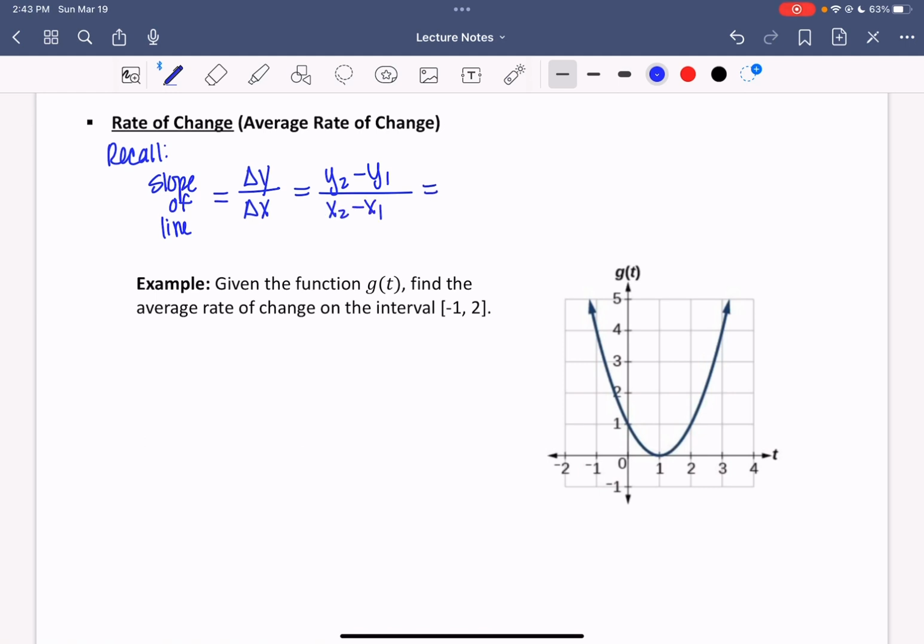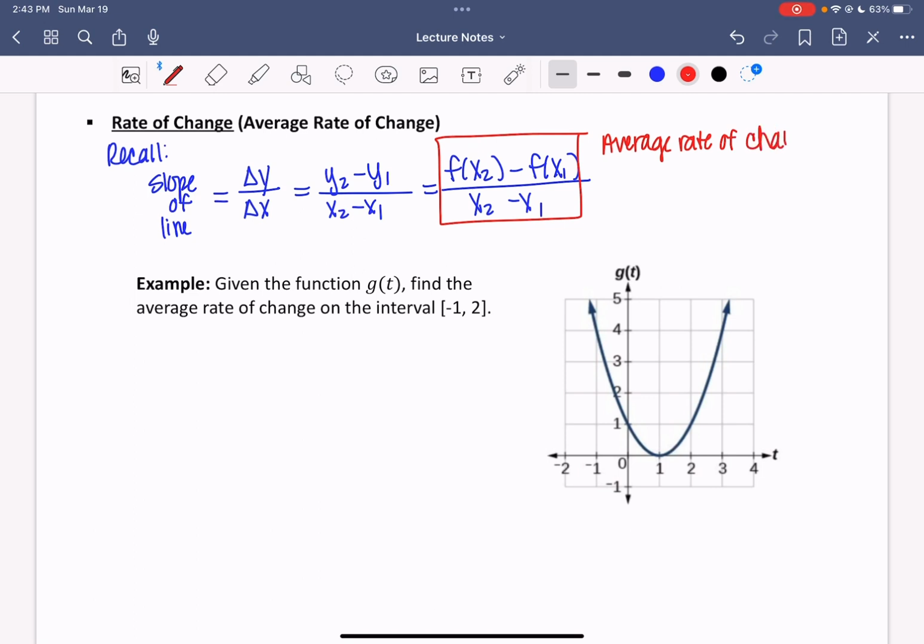And then we also used it with function notation. And we said, what is f of x2 minus f of x1 all over x2 minus x1? And in this section, this is going to be our go-to formula. And this is known as the average rate of change. And this is for any function.